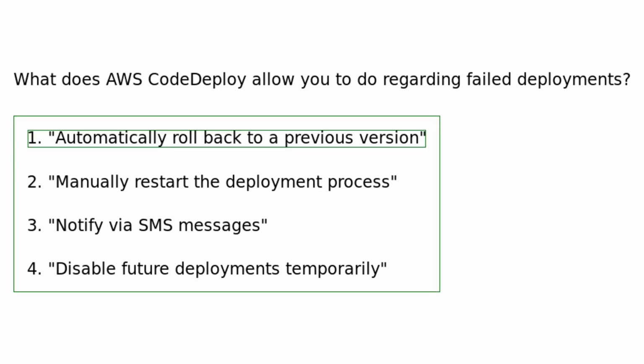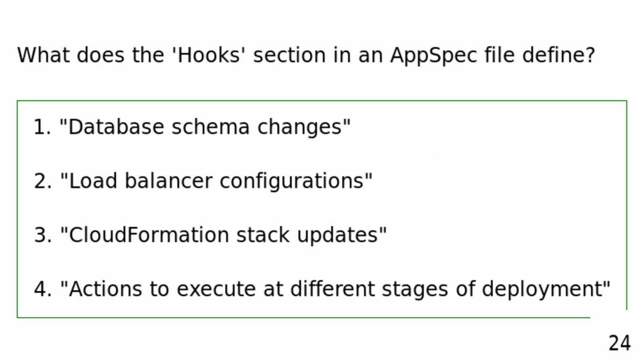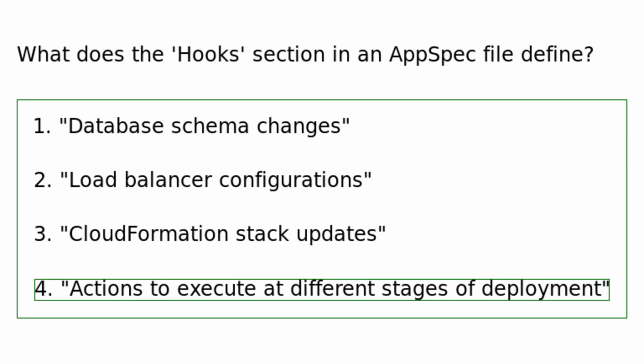What does the hooks section in an AppSpec file define? Database schema changes. Load balancer configurations. CloudFormation stack updates. Actions to execute at different stages of deployment. The hooks section in an AppSpec file defines actions or scripts to execute at different stages of the deployment process in AWS CodeDeploy.